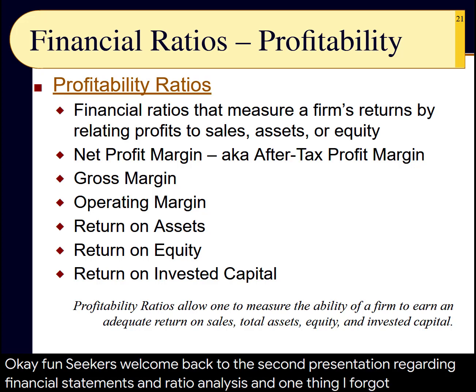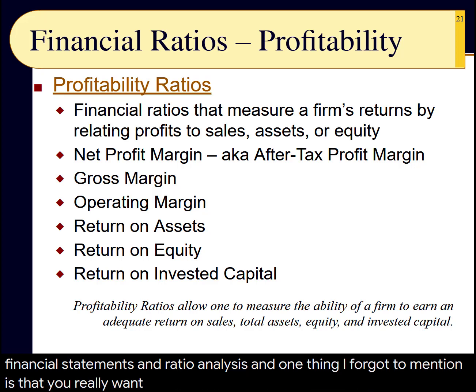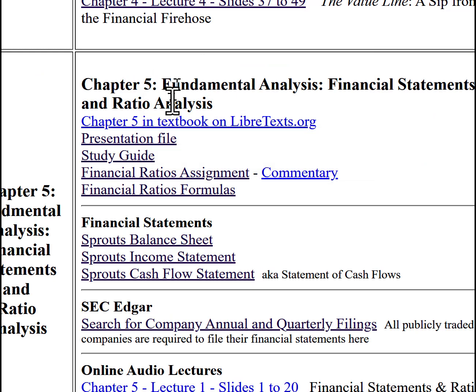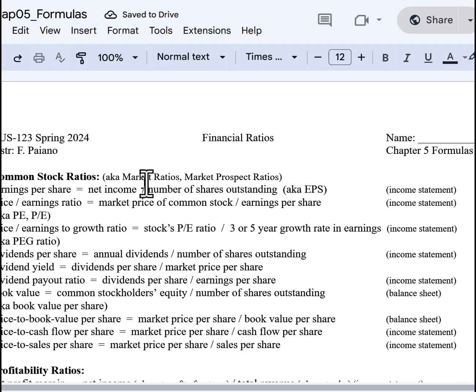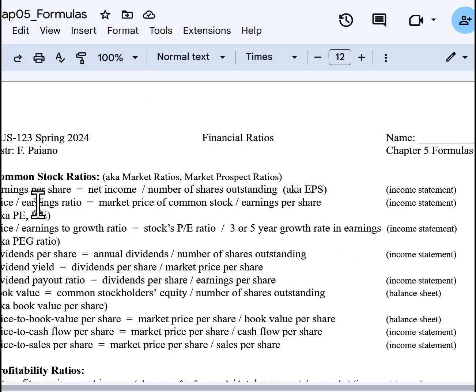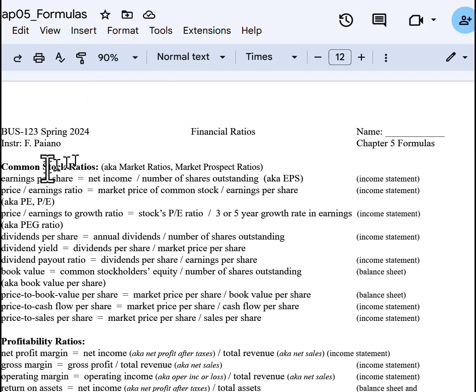One thing I forgot to mention is that you really want to print this out. You can have it at your disposal, but the formula sheet is something that will help you quite a bit when you do these. Why? Because it has the formulas, such as earnings per share, and it shows you net income divided by number of shares outstanding, and it tells you where to find that data.